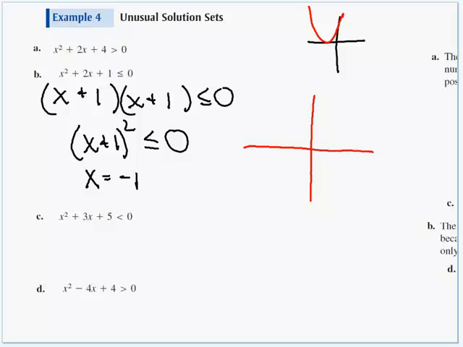Again, here's our xy axis. We just have, here's our point negative 1. We're just going to touch. We're going to have our parabola opening up. Just skims the x-axis there. That's our only solution that would make this equal to 0. Again, it's never going to be less than 0, but it can equal 0.